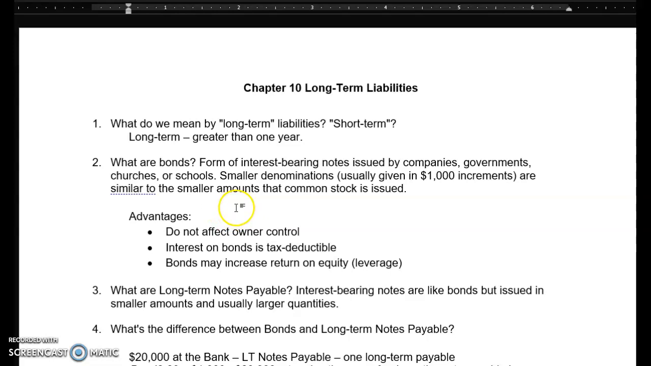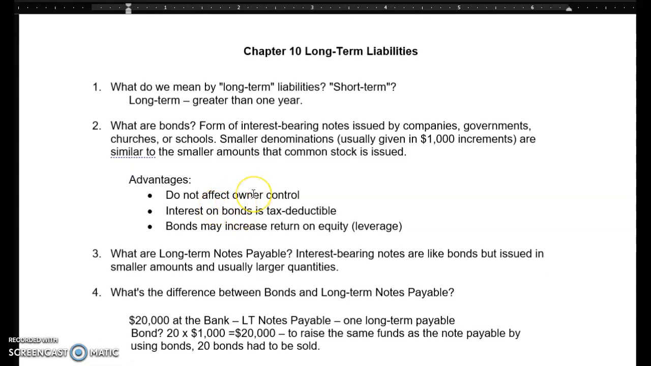out there, it's small. Advantages, it doesn't affect owner's control because there's no shareholder owner representation given away to a new person by issuing bonds. They don't have an ownership stake. Interest on bonds is tax deductible for the company paying the interest, and bonds may increase return on equity. And what that means is leverage.